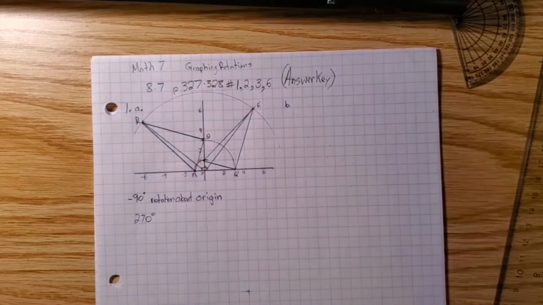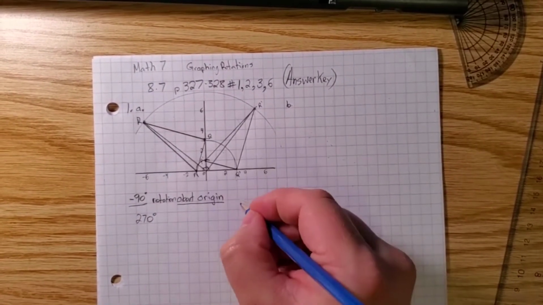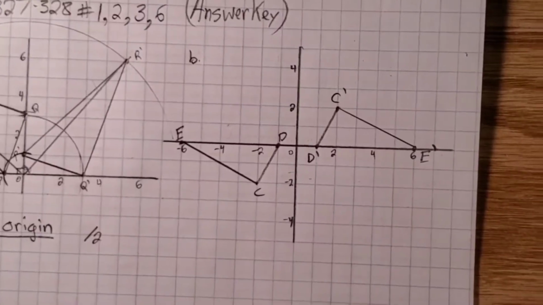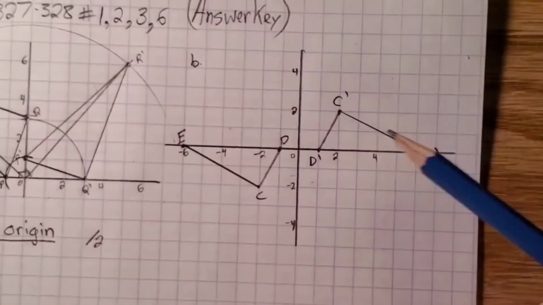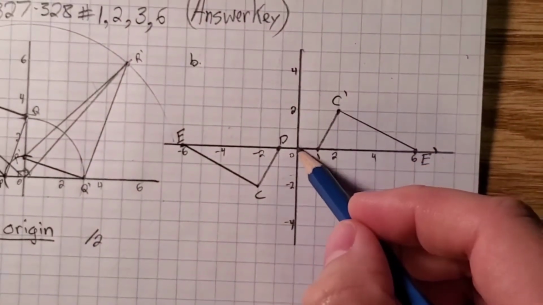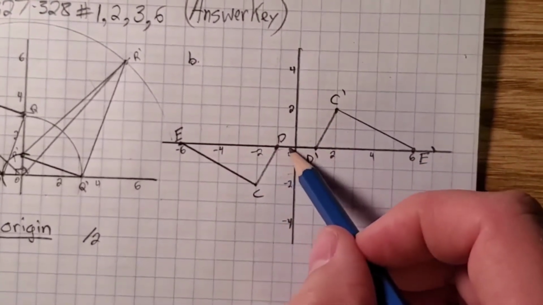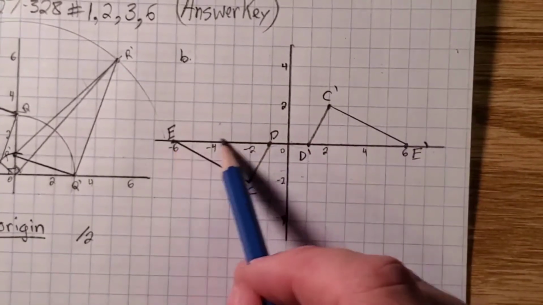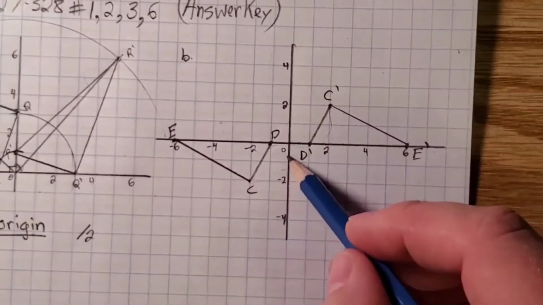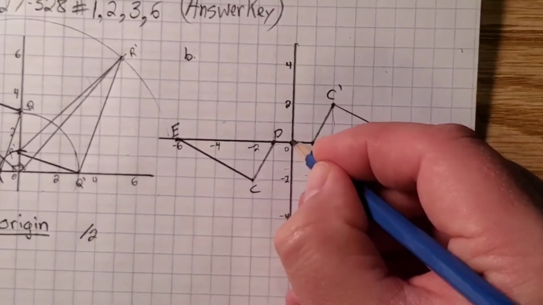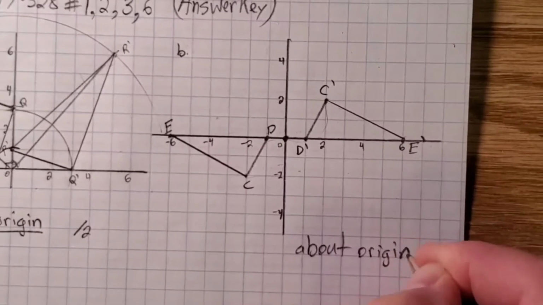All right, let's look at B. But first, negative 90 would be one mark, and about the origin would be another mark. So this is out of 2 here. We've got this shape, triangle CDE. It rotated around somehow. Each of these points is the same distance from the origin as its counterpoint. D is 1 away, D' is 1 away, E is 6 away, E' is 6 away, and C is 2, 2, which tells you that this is where it's rotating about. So it's about the origin again. That's the point of rotation.